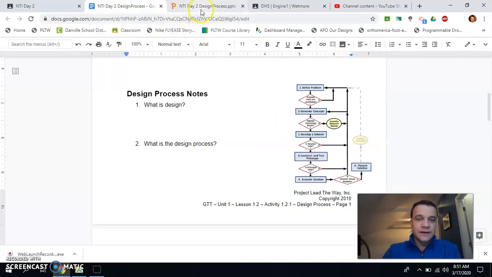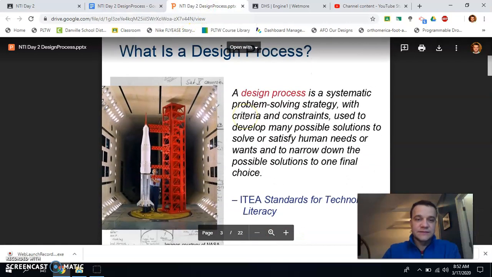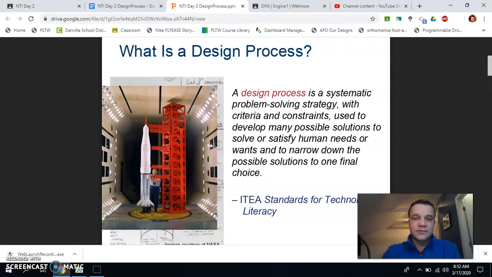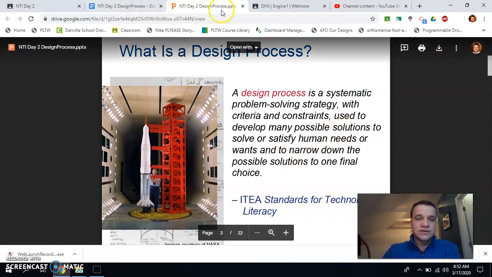What is design? Now if we talk about what the design process is, if you go to slide 2 here, a design process is a systematic problem-solving strategy. It's organized, there's a reason and a specific set of steps that you go through. It has criteria and constraints. It's used to develop many possible solutions to solve or satisfy human needs or wants, and to narrow down the possible solutions to one final choice. So what is a design process? It's a systematic strategy to solve problems and generate solutions. So there you go. That's what a design process is.